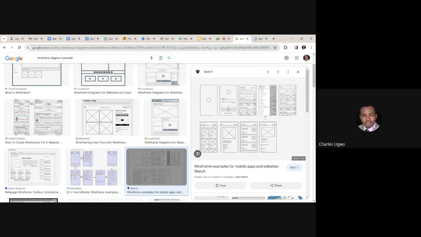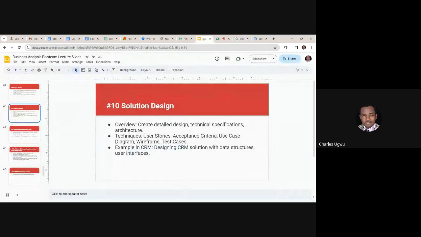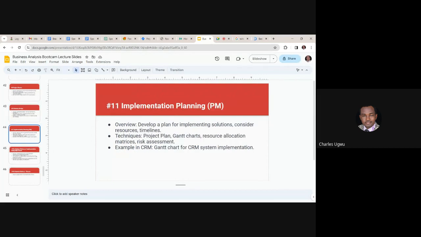With this, they can say, okay, I don't want this. I want 3 boxes or 4 boxes, or I just want 1 box. With this, you can make amendments before the actual development starts. So that's the importance of a wireframe, so that they can look at it, make corrections, and make input before the production starts. So having captured a lot about solution design, we go to solution implementation.